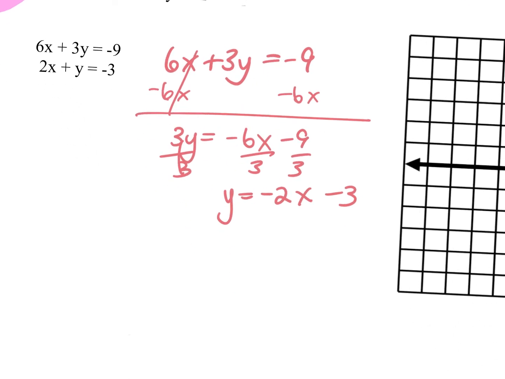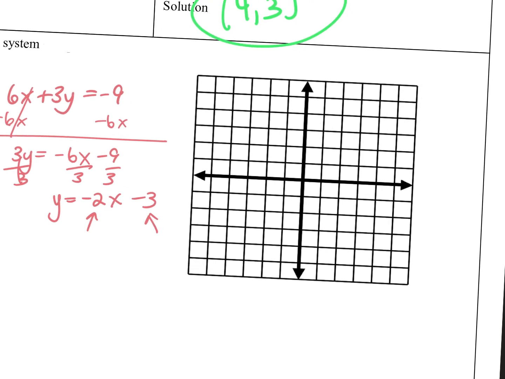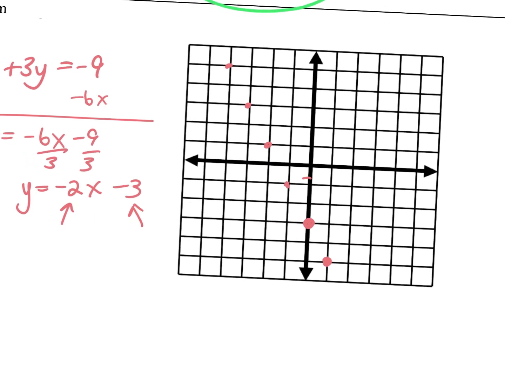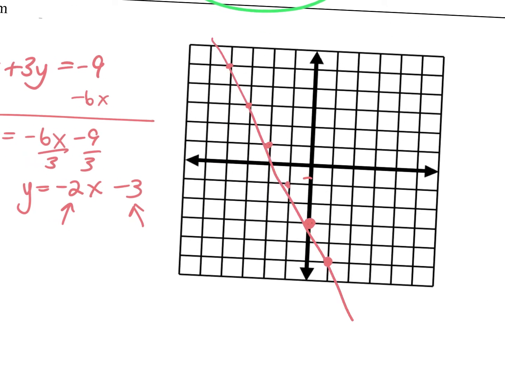Negative 2x minus 3, yeah? So my slope is negative 2, and my y-intercept is negative 3. So I'm going to come over here, and I'm going to go down to negative 3. 1, 2, 3. And my slope is down 2 over 1. Why did I go in that direction? Because it's a negative, so the direction is down. Yep, it's a downward sloping line because it's negative. Good.